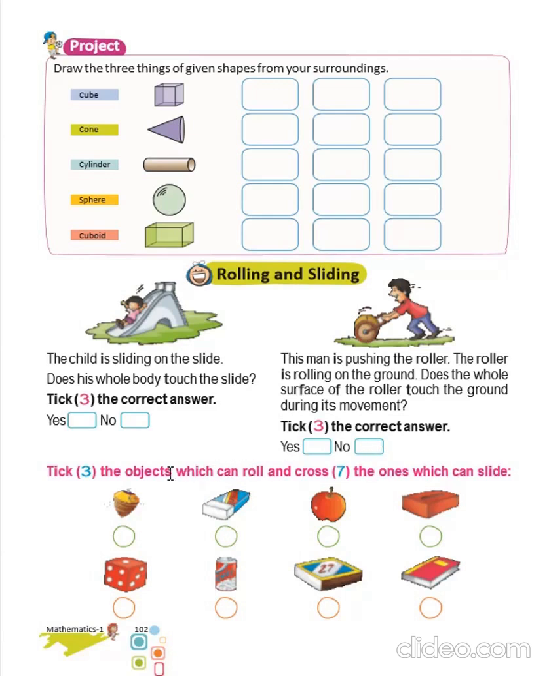Now what we have to do in this exercise, we have to tick the objects which can roll and cross the ones which can slide. A top, it can roll. This one, it can slide. This one, it can roll. It can slide. It can roll. It can slide.